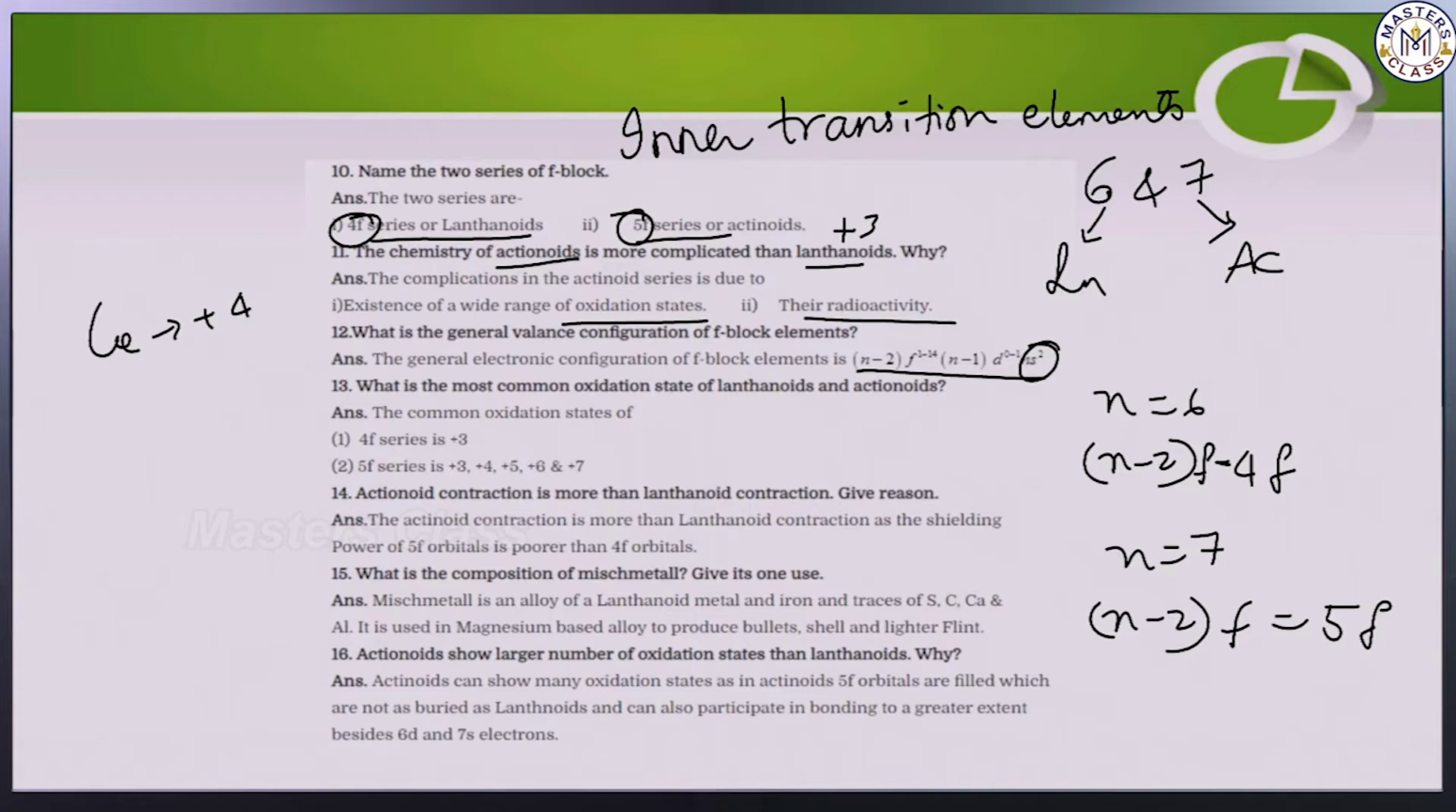So what is the most common oxidation state of lanthanoids and actinoids? As we just now learnt, lanthanoids will be having +3 oxidation states except for cerium. Actinoids will be having the variable oxidation states.